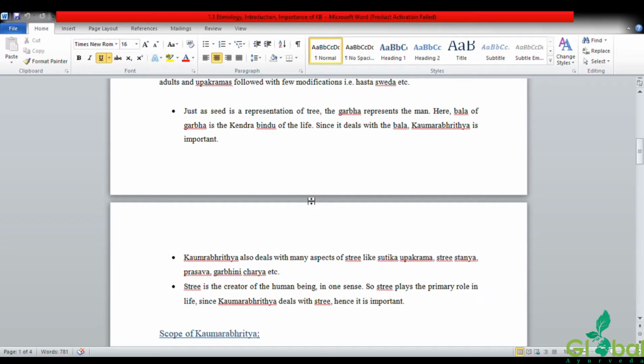Stri is a creator of the human being in one sense. Without a woman, there cannot be any progeny. So Stri plays a primary role in life. Unless there are women in the universe, there cannot be progeny. Since Kaumarbhritya deals with the Stri, it is also considered very important. So these are the examples which Kashyapa himself gives, to tell us that the study of Kaumarbhritya is very important when you are studying Ayurveda.